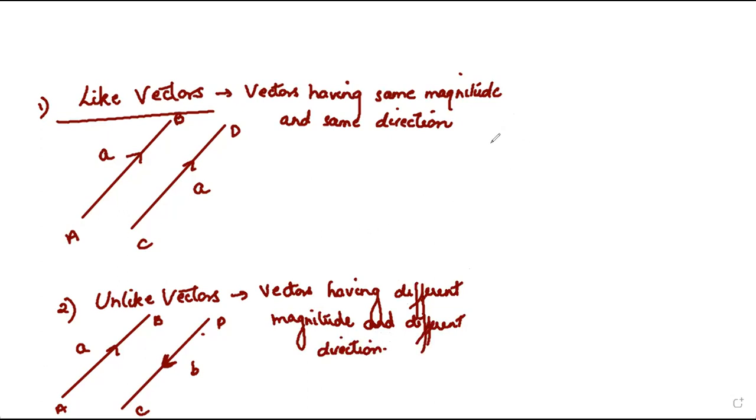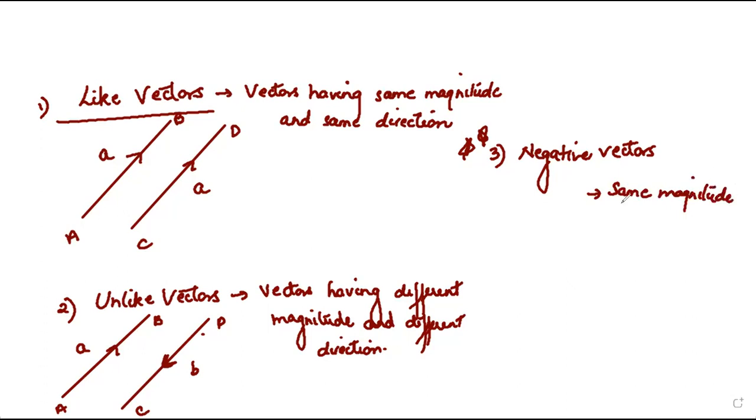Then there is a third kind of vector that is called a negative vector, which is very important. When you do the questions, you need this one, so it's important. Negative vector. When two vectors have the same magnitude but their directions are different, then they are known as negative vectors. So you can say having the same magnitude but opposite direction.